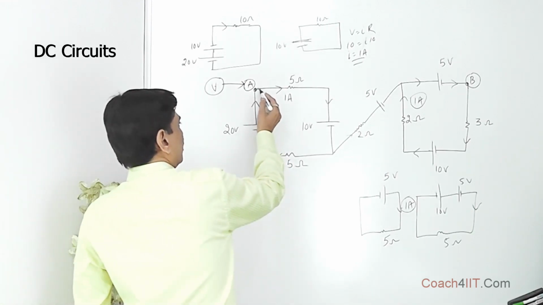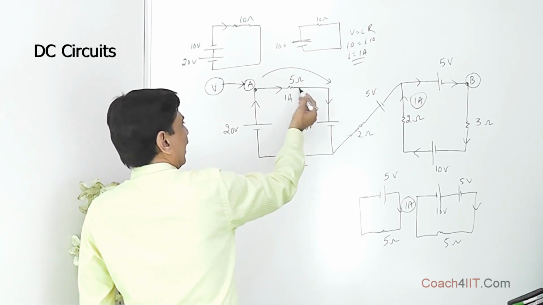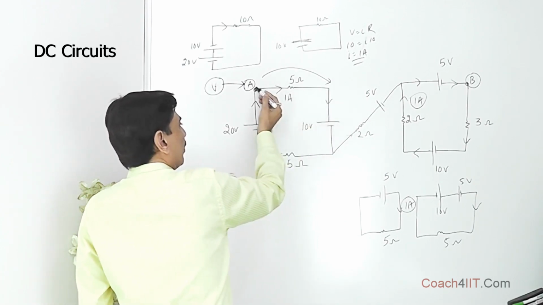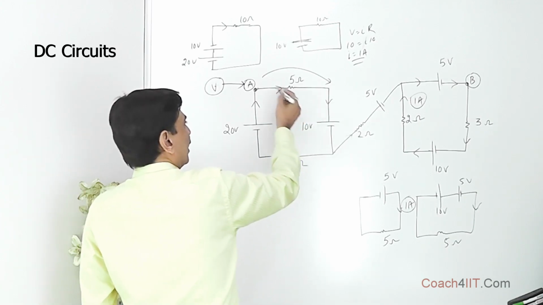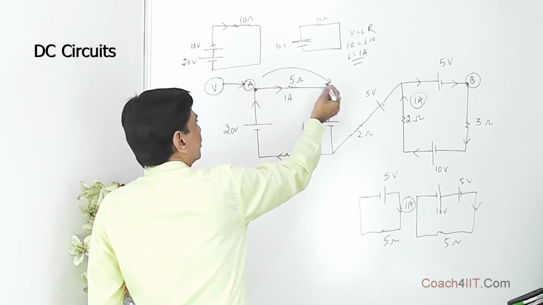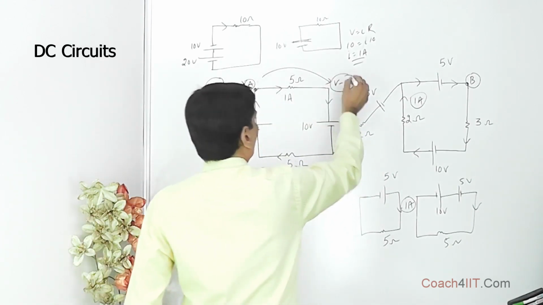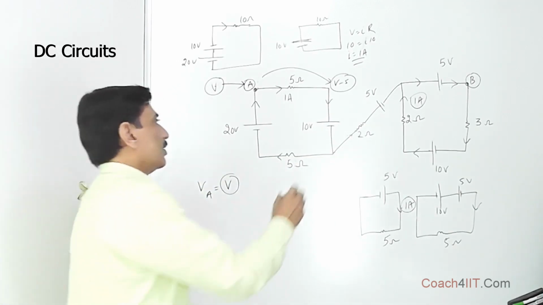Now we find the potential difference across this. 5 into 1, that is the drop in the direction of current. Conventional current is going in this direction, from higher electric potential to lower electric potential, and the potential difference is 5 into 1 using Ohm's law. So 5 volt drop is there. So if this is at V, this is at V minus 5 volt. We don't know the value of V. So this is at V minus 5.